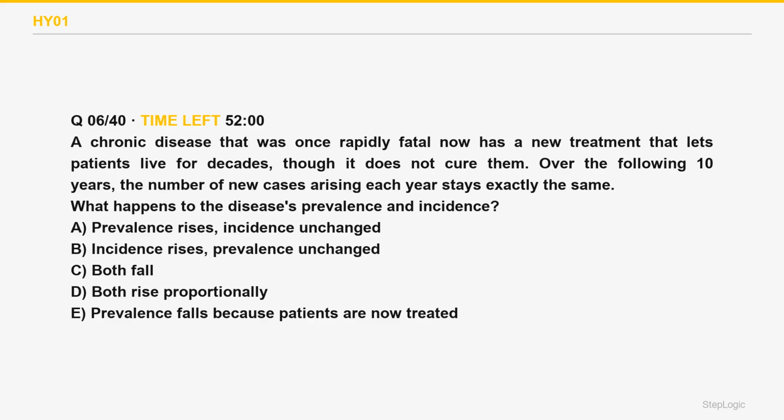What happens to the disease's prevalence and incidence? A chronic disease that was once rapidly fatal now has a new treatment that lets patients live for decades, though it does not cure them. Over the following 10 years, the number of new cases arising each year stays exactly the same. Read the command: effect on prevalence and incidence. Longer survival with the same number of new cases piles up more living patients.